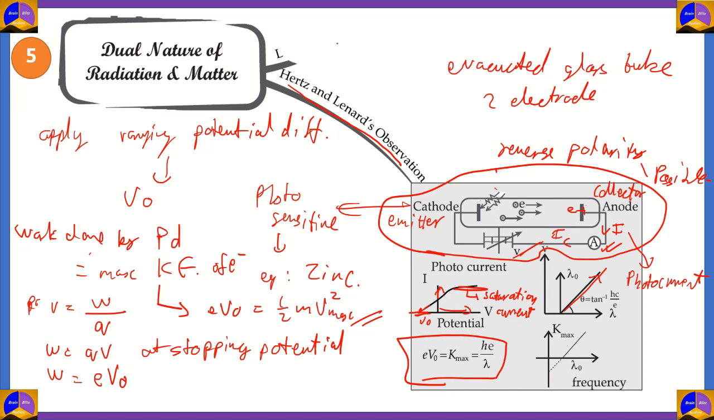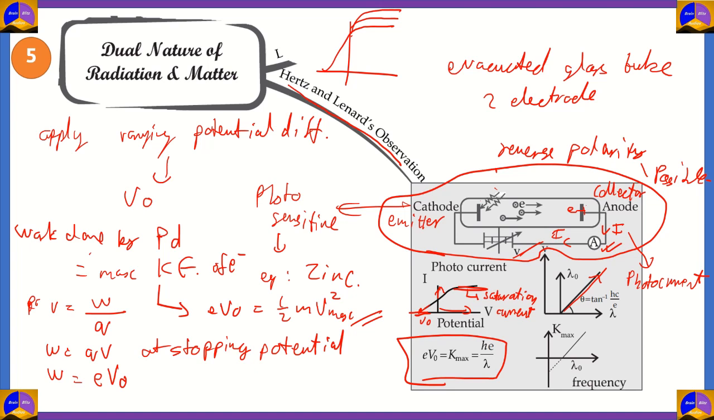However, when you have, say, this setup, where the current is plotted with respect to voltage, the potential, then the saturation current increases with increase in intensity. So when you have a light of more intensity and a light of less intensity at the same potential difference, the saturation current is more in the case of more intensity, and vice versa.